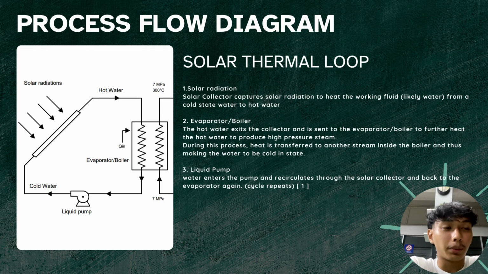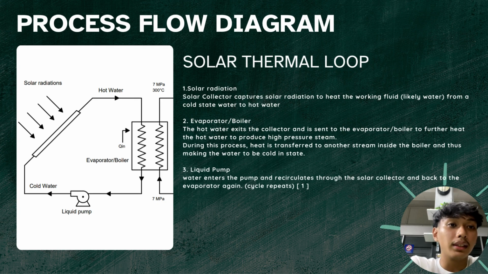Going to move on to the process flow diagram. As you can see here, this is our first section of the process flow diagram, which is the solar thermal loop. So, for the first thing, the solar radiation. What is the function of the solar radiation? The solar radiation, or also known as the solar collector, captures solar radiation to heat the working fluid, which in this case is the water, from cold water to hot water. And then the hot water is sent to the evaporator or boiler.